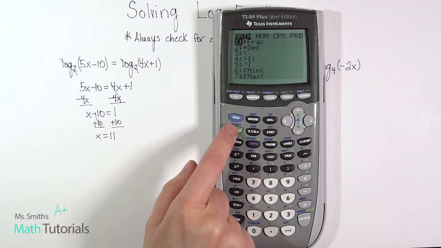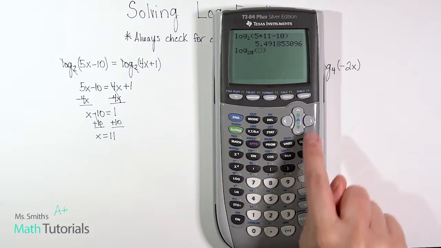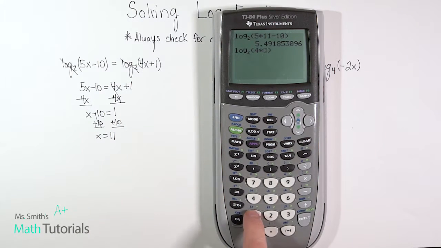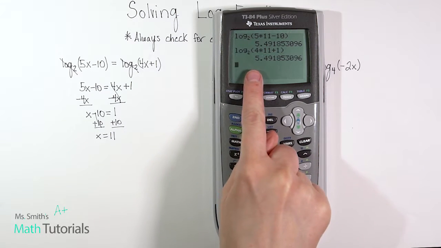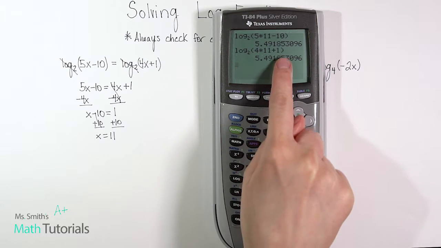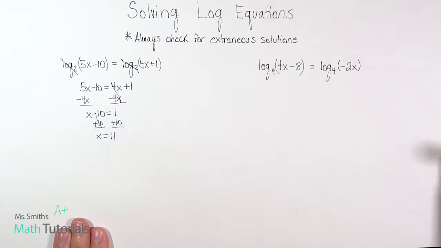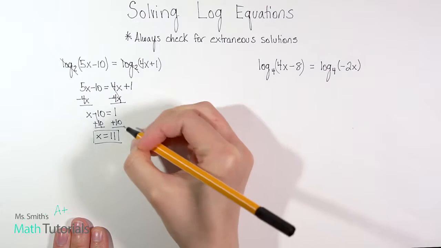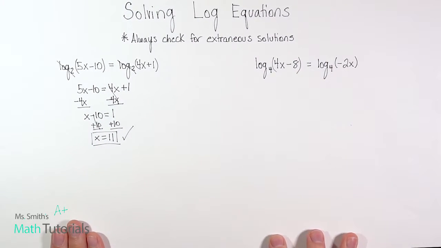We're going to do the same thing on the other side. We're going to type in math, alpha, math. We're going to type in log base 2, and this time we're going to use this one. So 4 times 11 plus 1. And we didn't get an error, which is good. We got the exact same answer for both of those. So this solution does check. So now at this point, I not only box it, I do a little check mark. That's just letting myself or whoever's grading my paper know, hey, I double checked and it is a solution.